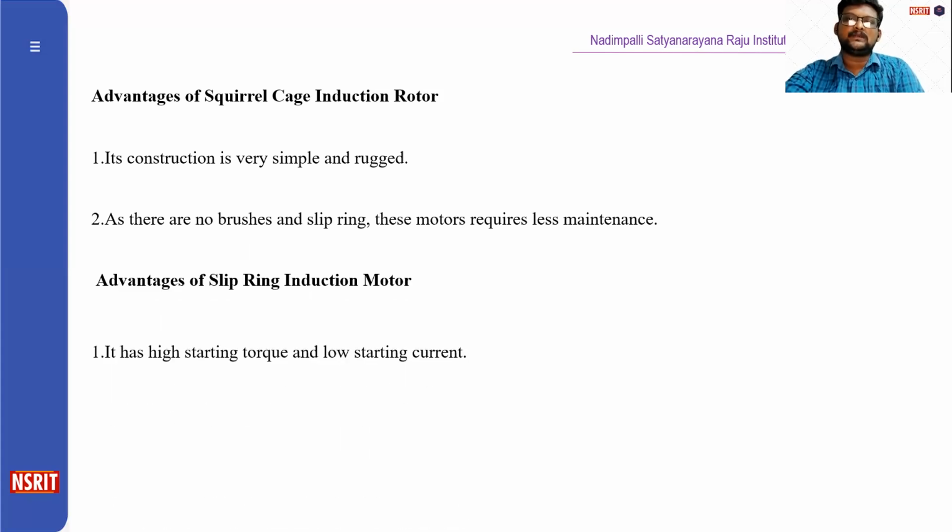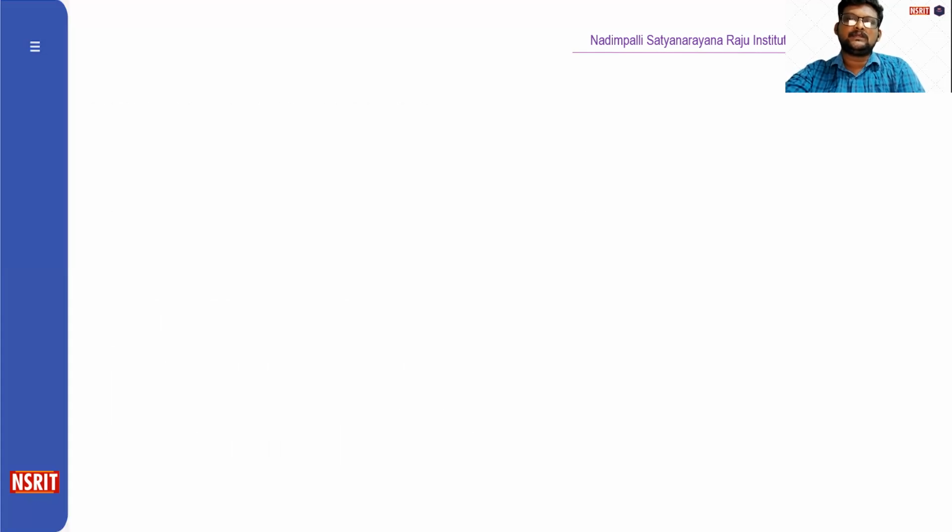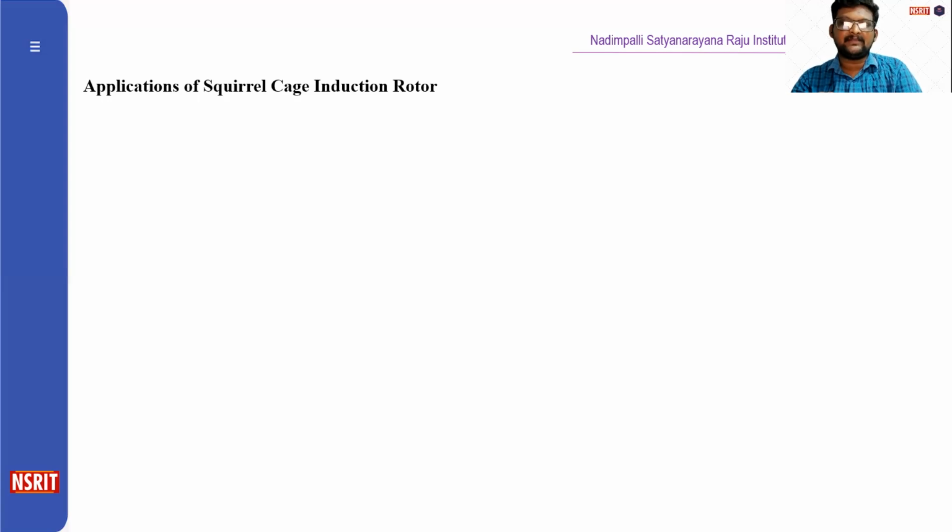What are the applications of the squirrel cage induction motor and the slip ring induction motor? Squirrel cage induction motors are used in labs, drilling machines, fans, blowers, printing machines, etc. And the applications of the slip ring induction motor are hoists, cranes, and elevators, because slip ring induction motors are used where high starting torque is required.